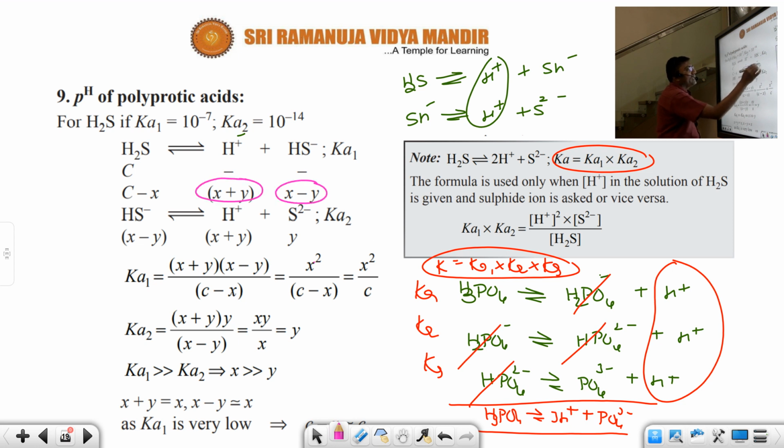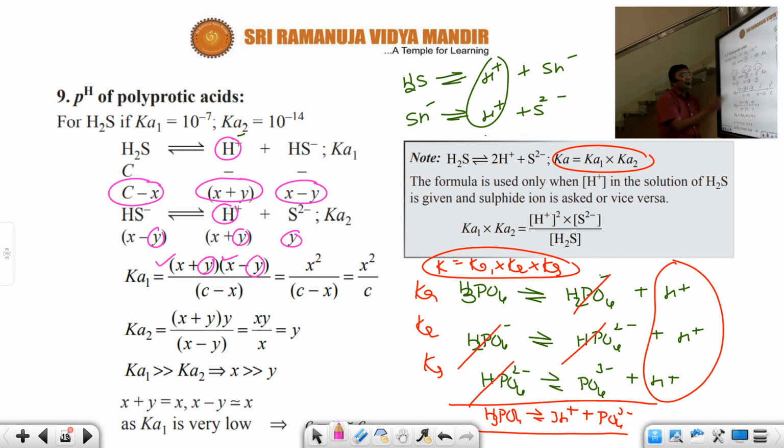X plus Y into X minus Y by C minus X. Now, because of the common ion, this is suppressed. When this is suppressed, what does it mean? Y is neglected. So here Y is neglected.